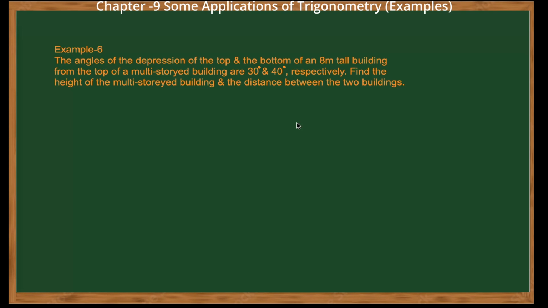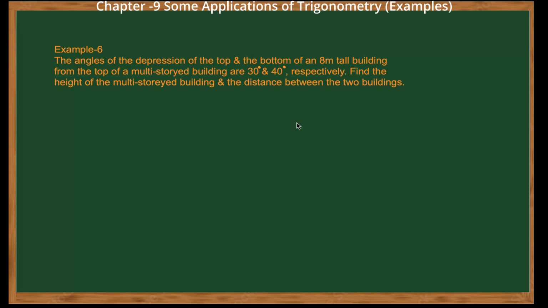Okay, so there is a building and there is a multi-storied building. That means multiple floors are there, multi-storied building. 30-degree and 40-degree. So there are two angles which are being formed. Respectively, find the height of the multi-storied building and the distance between the two buildings.